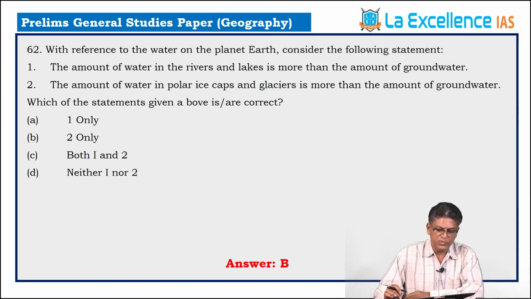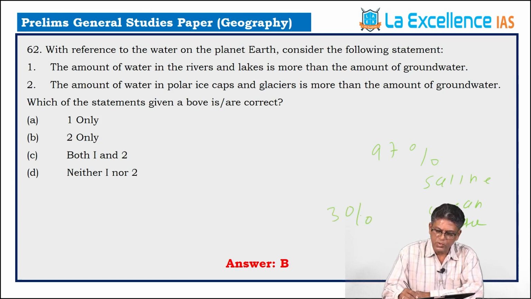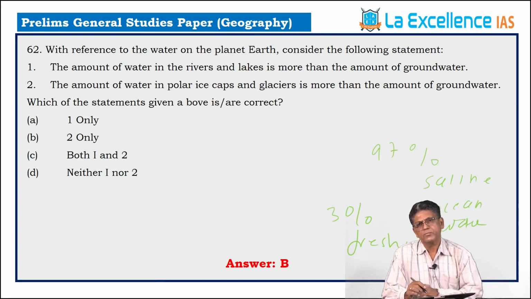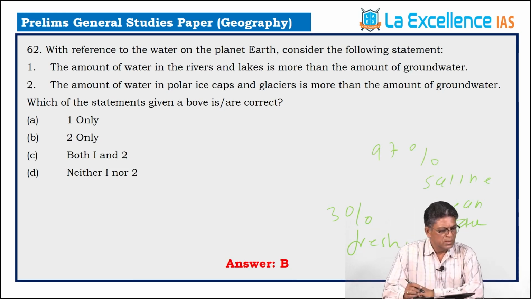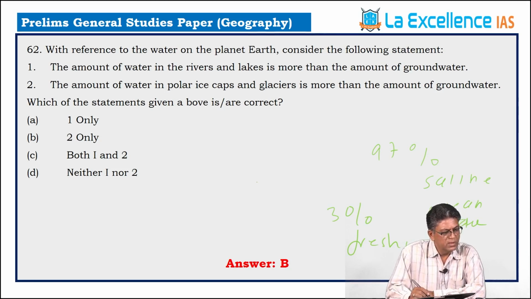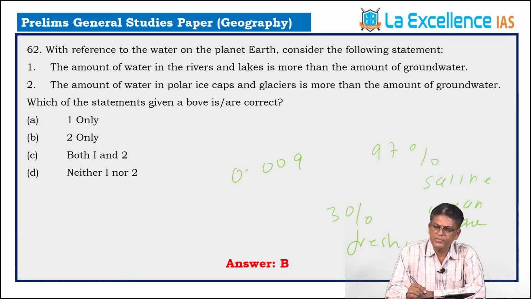If you take the distribution of water on planet Earth, all of us know that 97% is saline water of the oceans. 3% of planet Earth's water is fresh water. And please remember, in this, river waters account for how much of the total water of planet Earth, if you take the total. It is just about 0.0009% of total water.